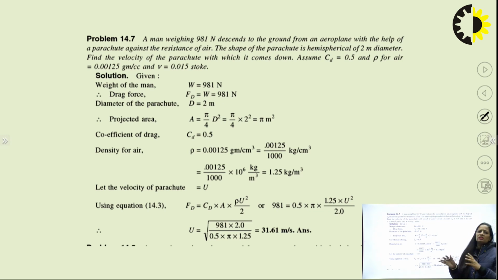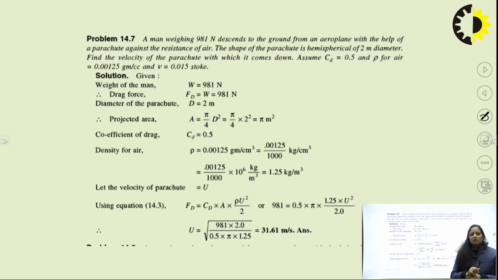The situations are different. So here is a question: a man weighing 981 Newton descends to the ground from an aeroplane with the help of a parachute against the resistance of air. The shape of the parachute is hemispherical, of 2 meter diameter. So here the shape of the parachute is given, hemispherical and 2 meter in diameter.